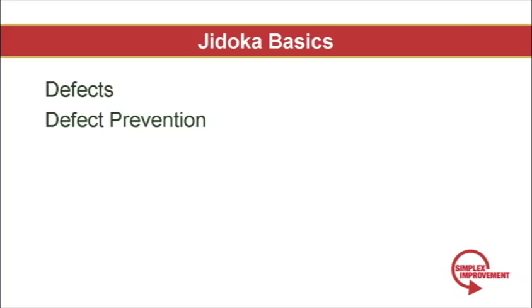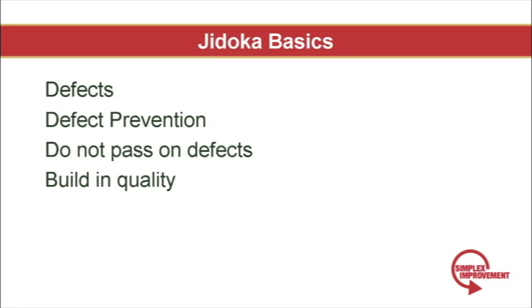So we made a big deal about defects and defect prevention. So what's the big deal? Why is it so important to catch defects right when they happen, or prevent them from happening in the first place? Couldn't we just correct defects later?